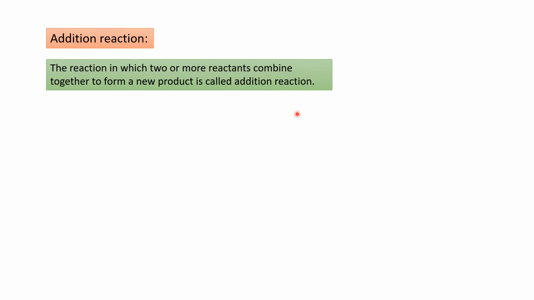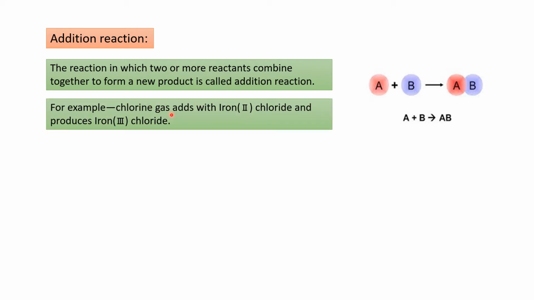In this session, we will learn different types of chemical reactions. First, addition reaction. The reaction in which two or more reactants combine together to form a new product is called an addition reaction. Here, A and B reactants react with each other and produce AB. Reactant: the substances that participate in a chemical reaction are called reactants. For example, chlorine gas adds with iron 2 chloride and produces iron 3 chloride.